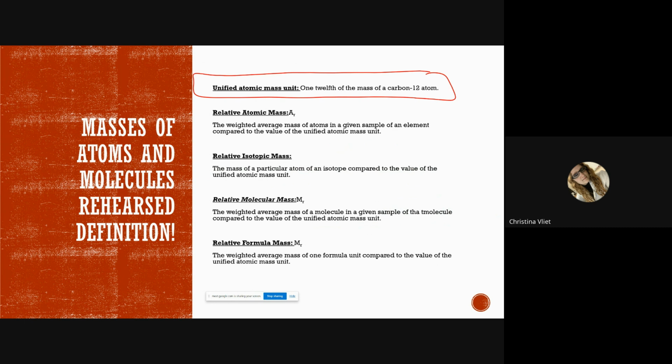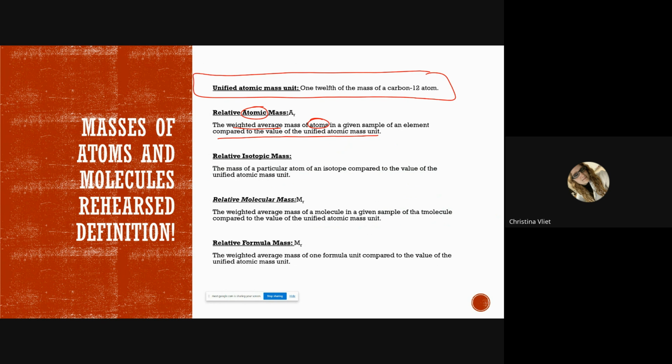So what about these other definitions? The relative atomic mass. I would memorize relative atomic mass and then change one word for all the others. So relative atomic mass. The words you gotta get are weighted average. The relative atomic mass is the weighted average of a mass of atoms compared to the unified atomic mass unit. And so the parts that I've underlined and circled are the parts you need to get in there.